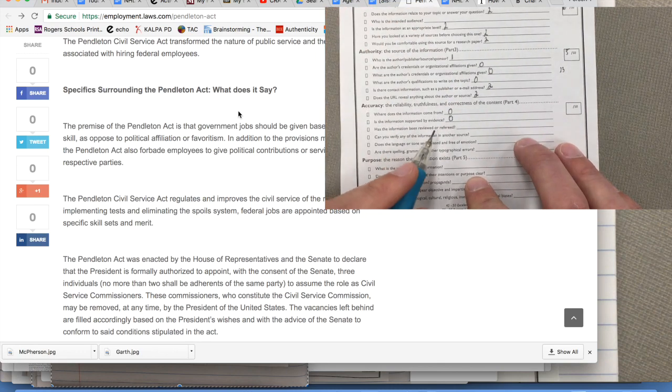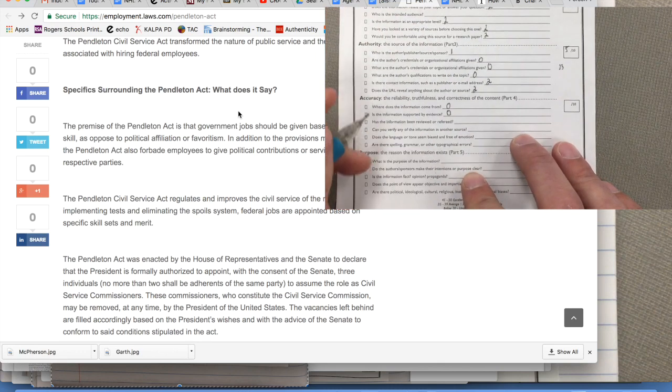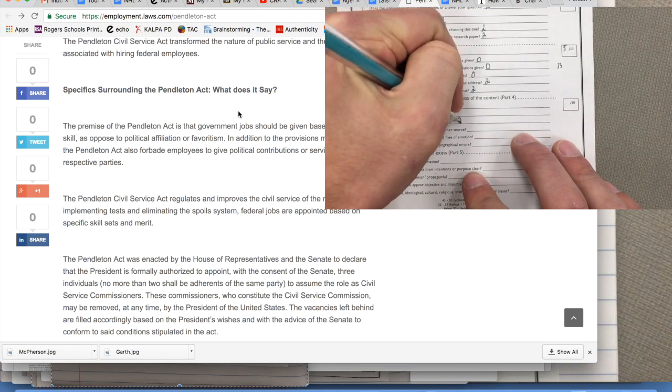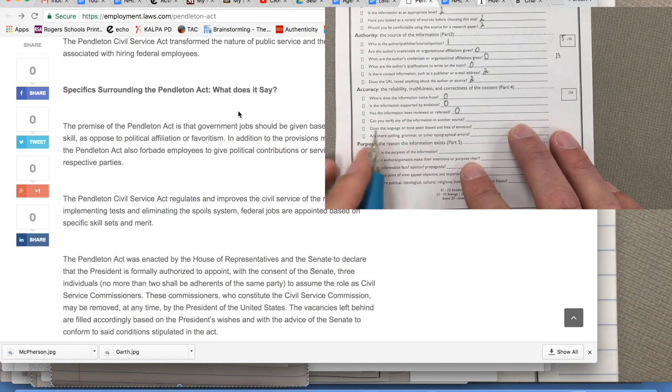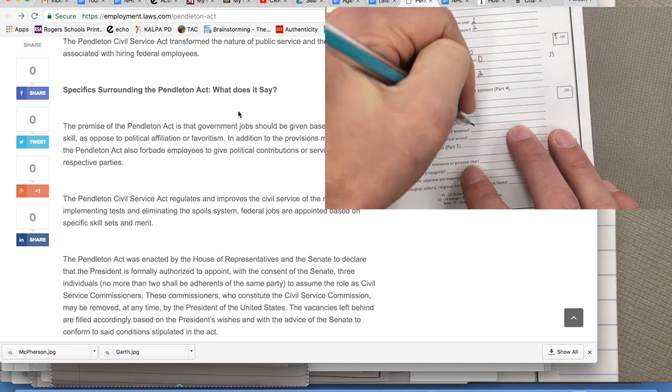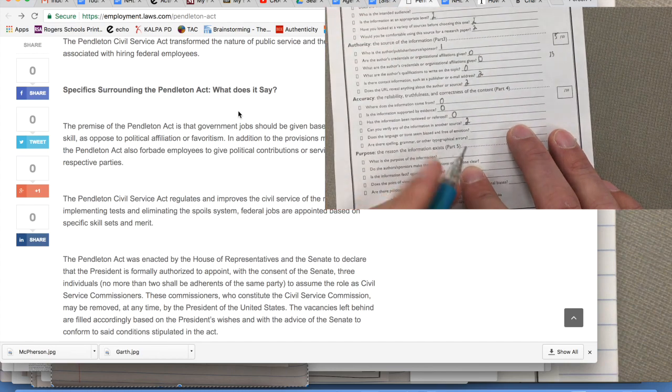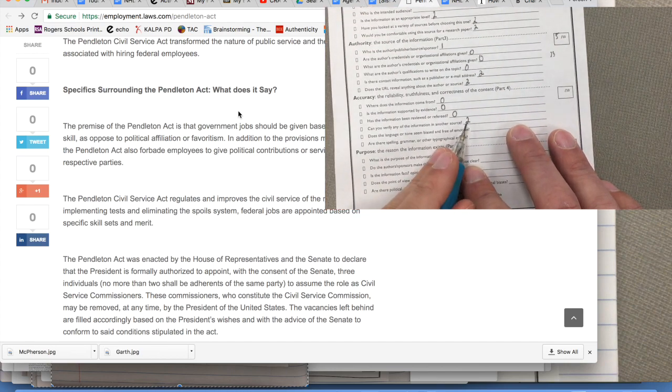Has the information been reviewed or refereed? Again, I don't see anything about that. If it's a .edu, you know it has. Someone who knows what they're talking about has looked at it. This, I don't know. Can you verify any of the information in another source? Yes. So that's what I was talking about earlier. I do know those things are true because I've seen them in other places.